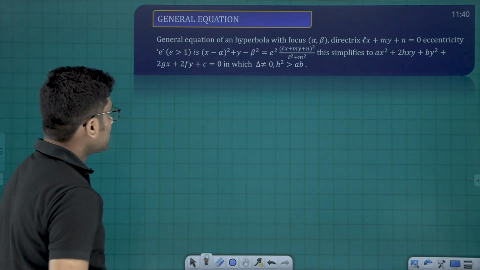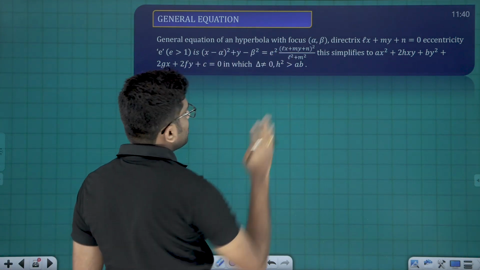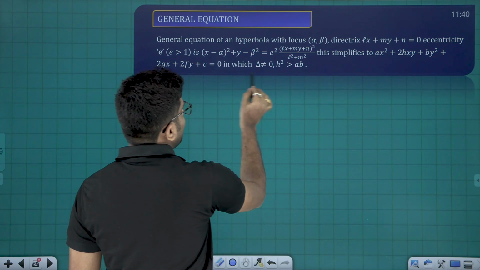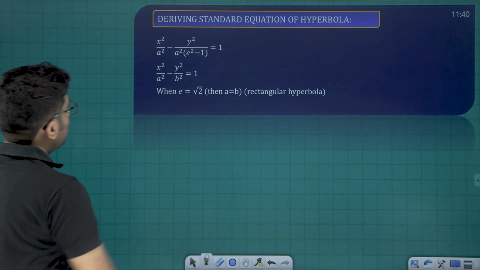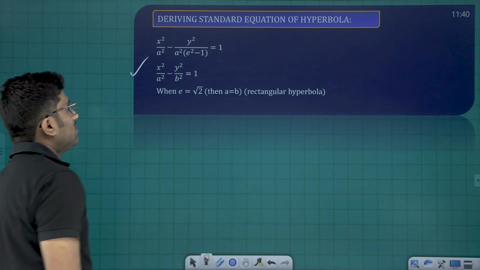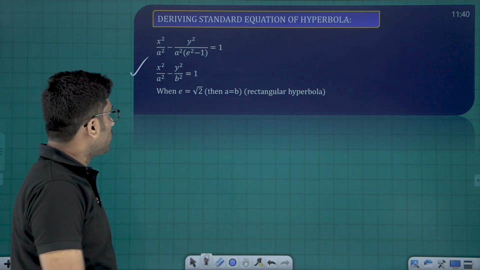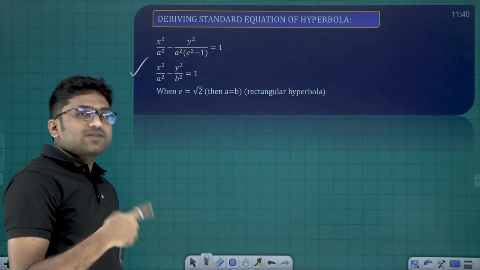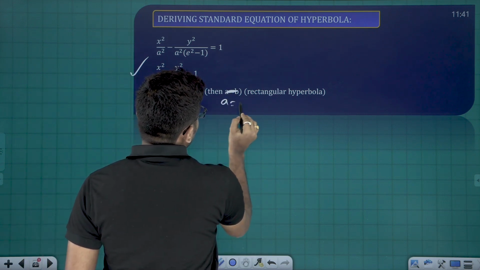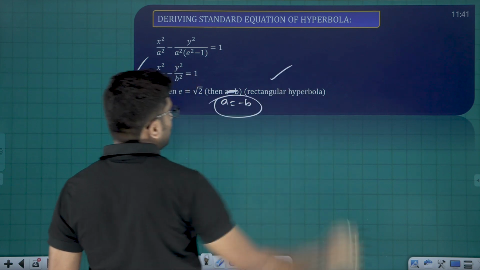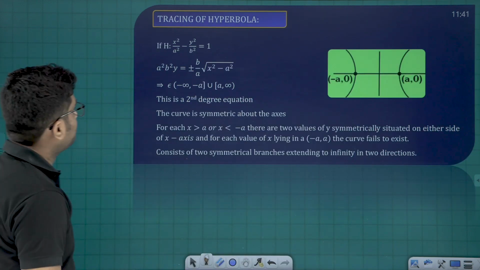Next, hyperbola, friends. The second degree equation represents a hyperbola if delta is non-zero and h square is greater than ab. So the standard equation of hyperbola is x square by a square minus y square by b square equals 1. If the eccentricity is root 2, then in that case a will be equal to b, and that special hyperbola is called a rectangular hyperbola.